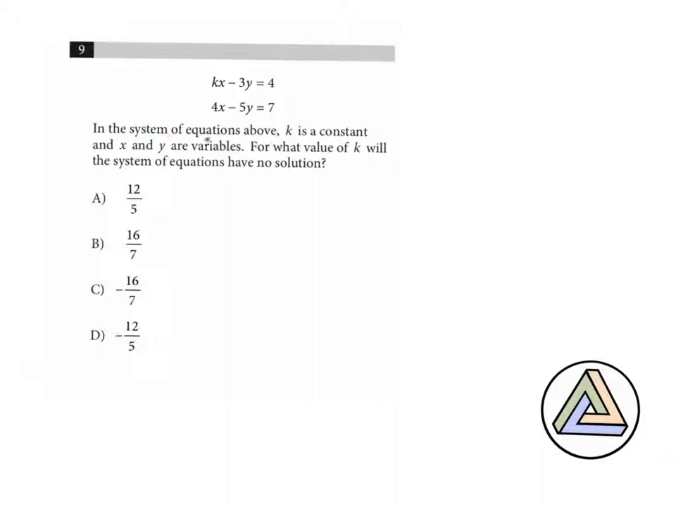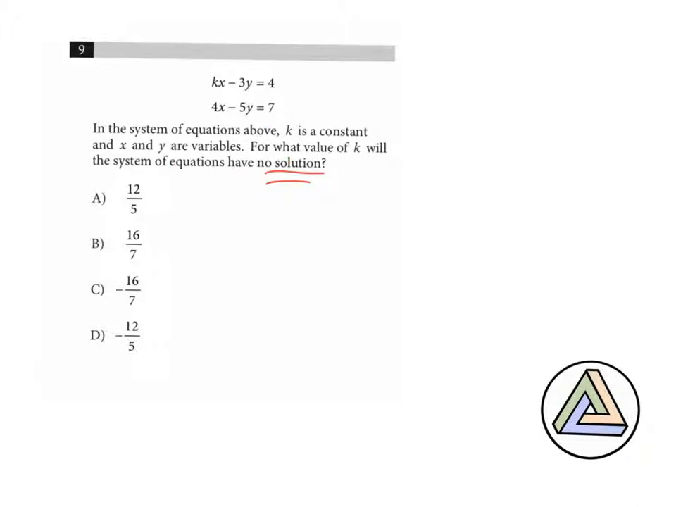Okay, and the system of equations above, K is a constant, and X and Y are variables. For what value of K does the system of equations have no solution? A system of equations has no solution if the lines represented by each of these equations are parallel to each other. If the lines represented by each of these equations have the exact same slope, aka they're parallel, then we say that the system has no solutions.